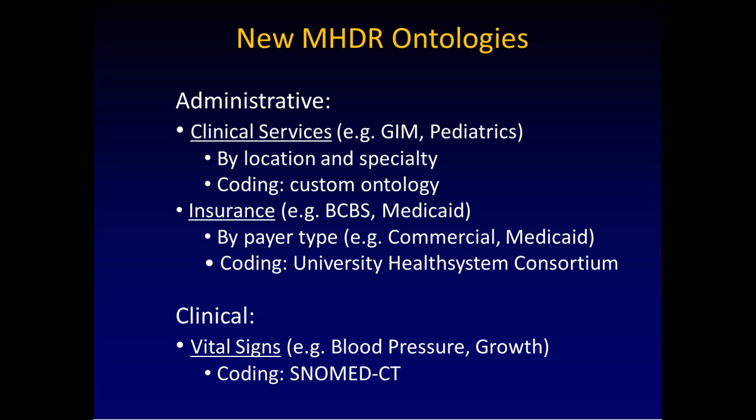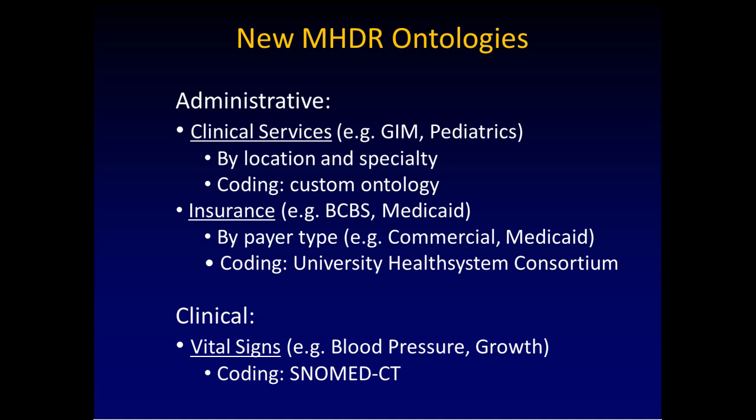And in order for this MHDR to allow us to do this type of assessments, we needed to create some new ontologies. And the new ontologies that we created were clinical services, knowing that a patient was a primary care patient or was seen in a specialty area. For that, we had to create a custom ontology. An insurance ontology, where we could actually map the insurance that a patient had at the time of a visit. And we initially did use the University Health System Consortium framework, but ultimately changed it to a custom coding system to better represent underinsurance and uninsurance within patients in inner city Boston.